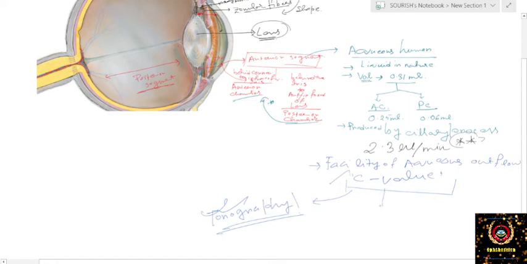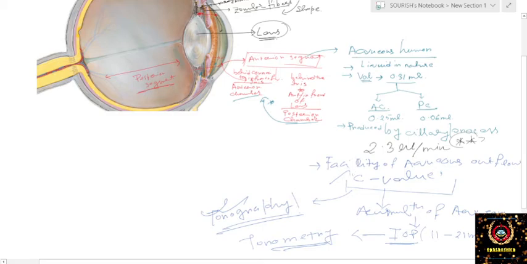Now due to accumulation of aqueous, it exerts pressure on the eyeball from inside and helps to maintain its shape. This pressure is called intraocular pressure, which I have told you is 11 to 21 millimeters of Hg, or mercury, and this IOP is measured by tonometry.